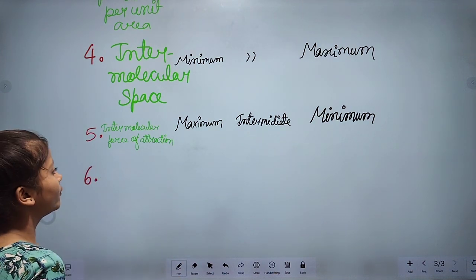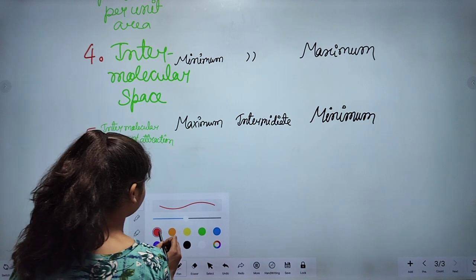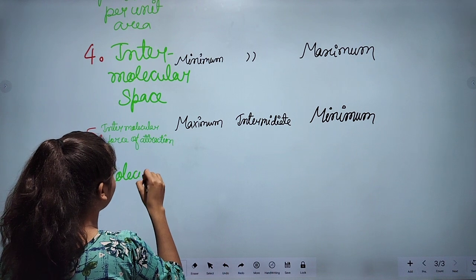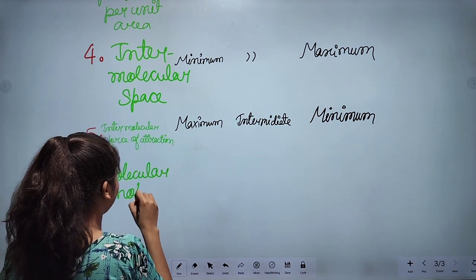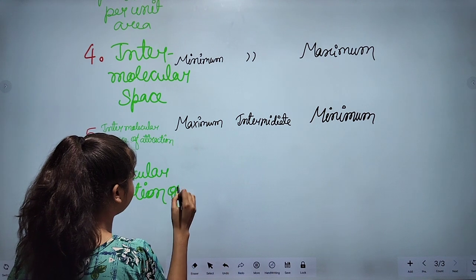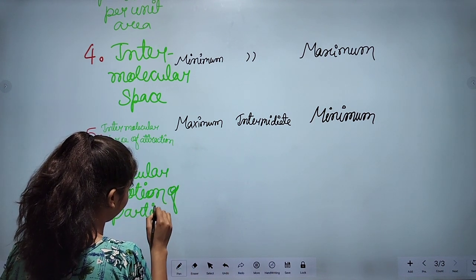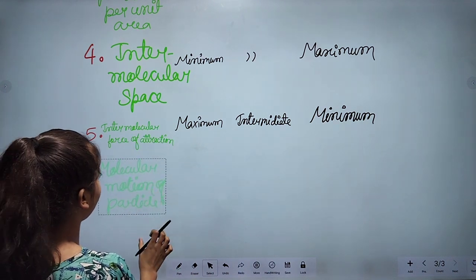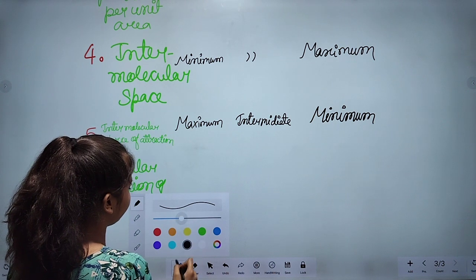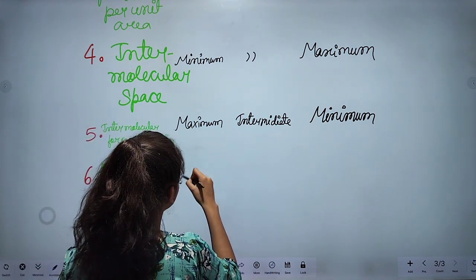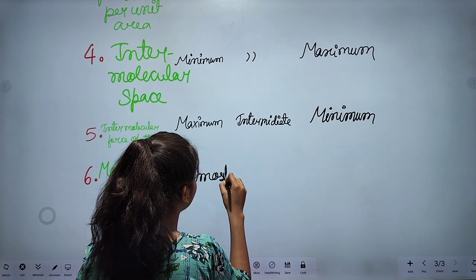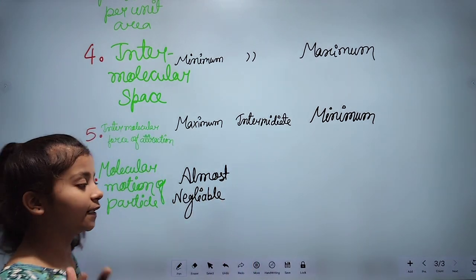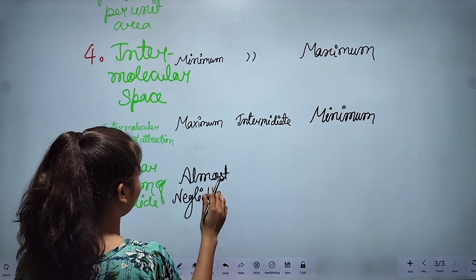And our 6 properties. Molecular motion of particle. Okay, next property is molecular motion of particle. So in solid, almost negligible. Okay, almost negligible. What? Molecular motion of particle.